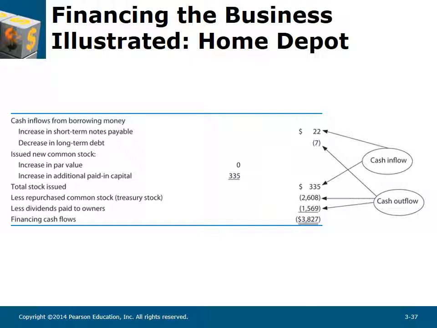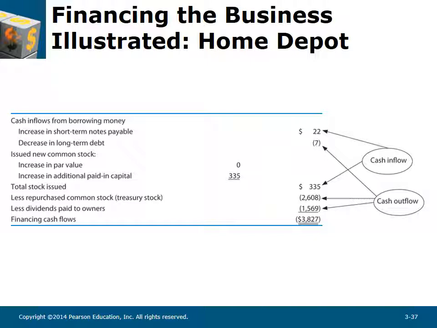Here's their financing. Cash inflows from borrowing money. So this company borrowed more money of 22, but paid on their debt of 7. They bought new stock, or they sold more stock. They repurchased some stock, so that's a negative impact. And they paid dividends out. That's a negative impact. So we net all those positive and negative amounts together to find out how they conducted their financing. And it looks like they had cash outflow. They paid more out than they brought in from their financing.